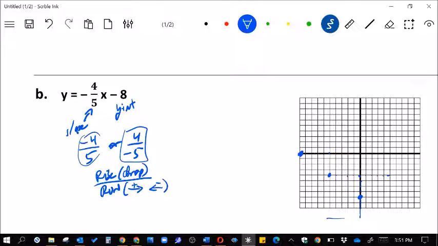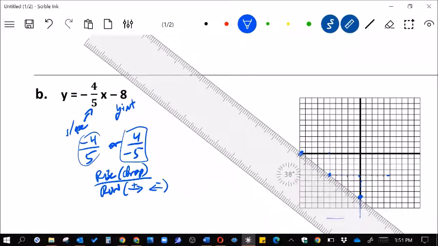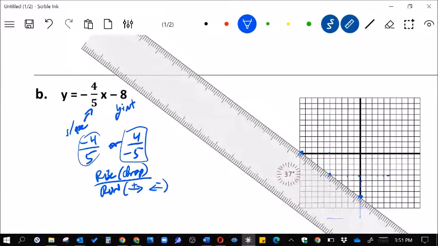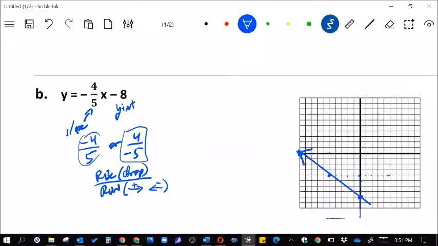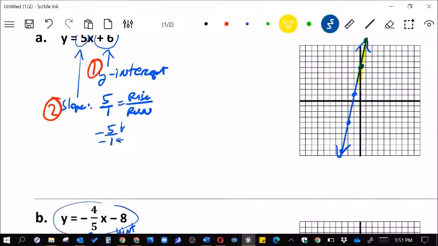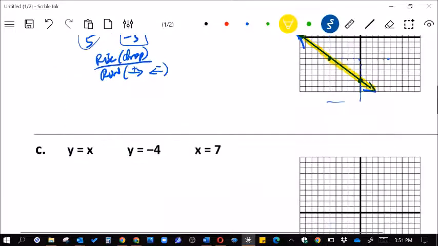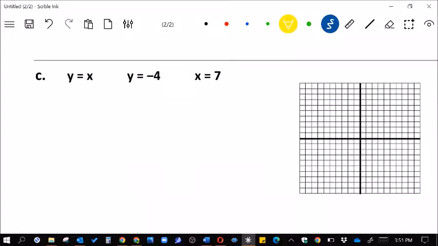So those are enough now for me to make a line through them. And that now, that's the line for this equation. That's it. In fact, I'll say, okay, there's my answer for that one. Here's my answer for this one. And we've got those first two. Now let's take a look at these.